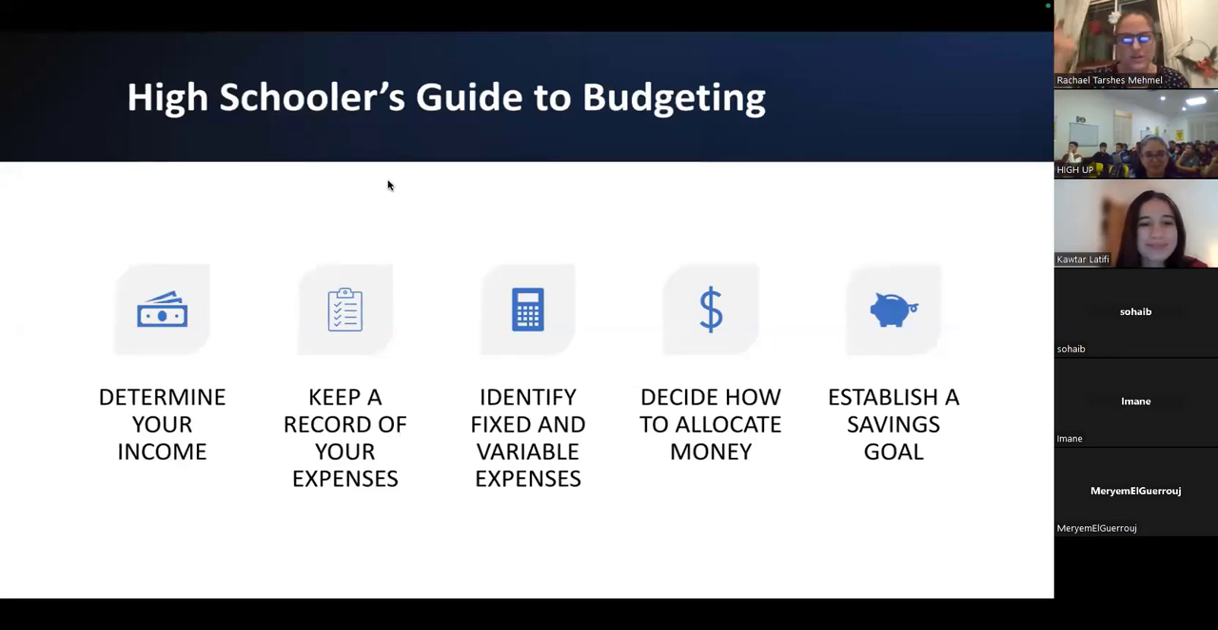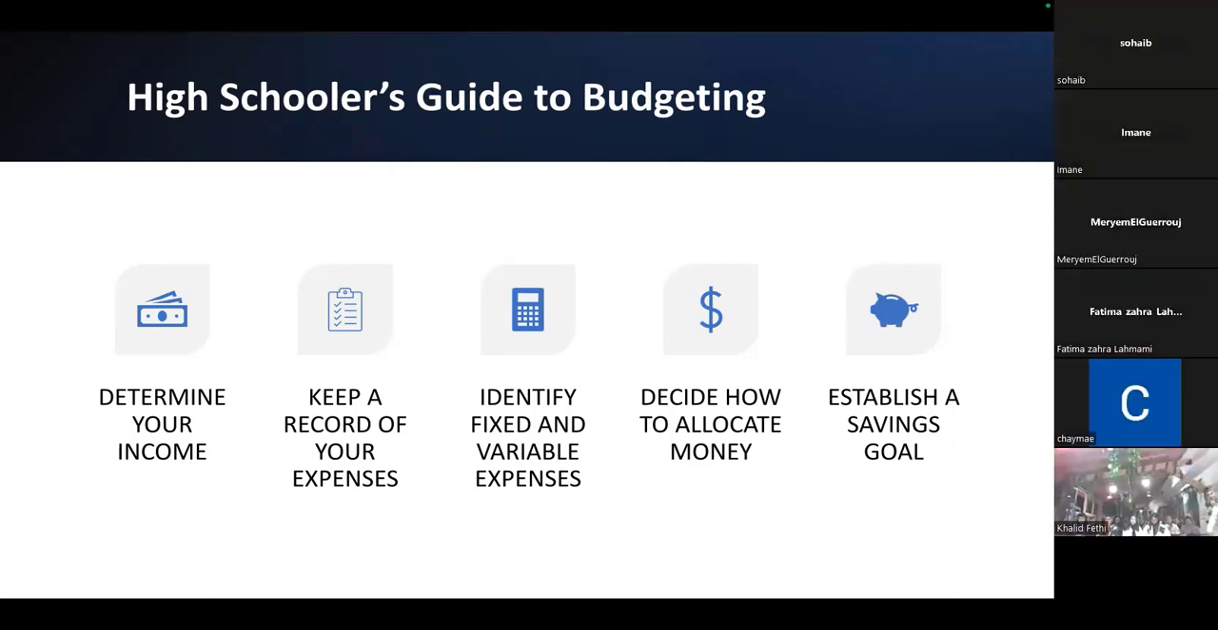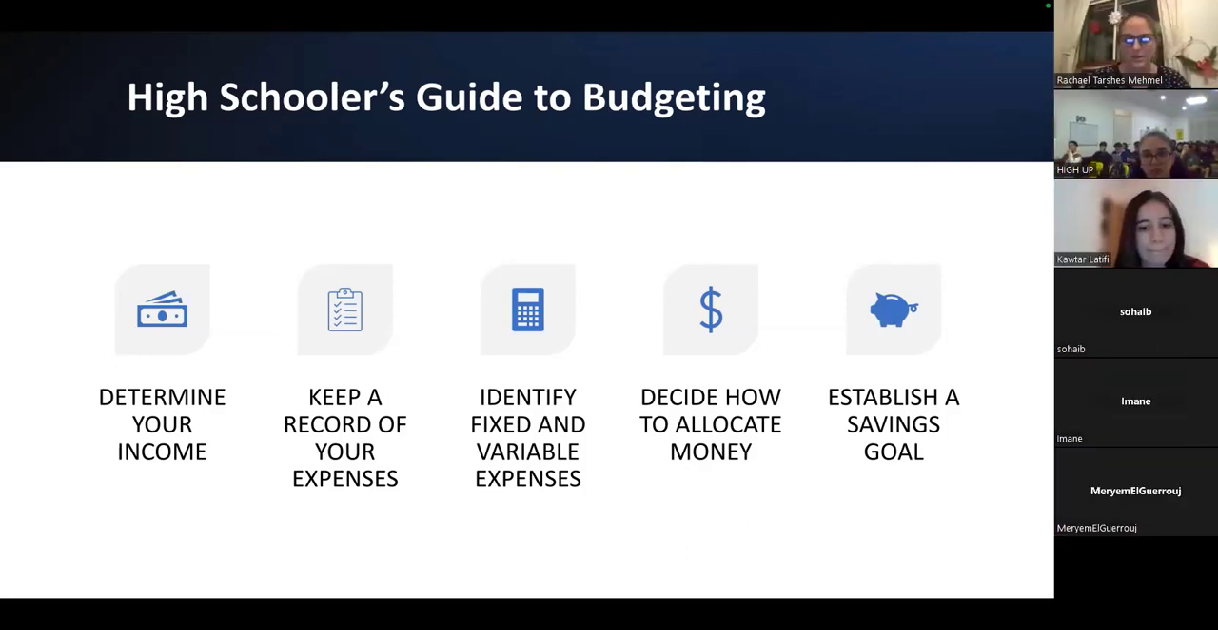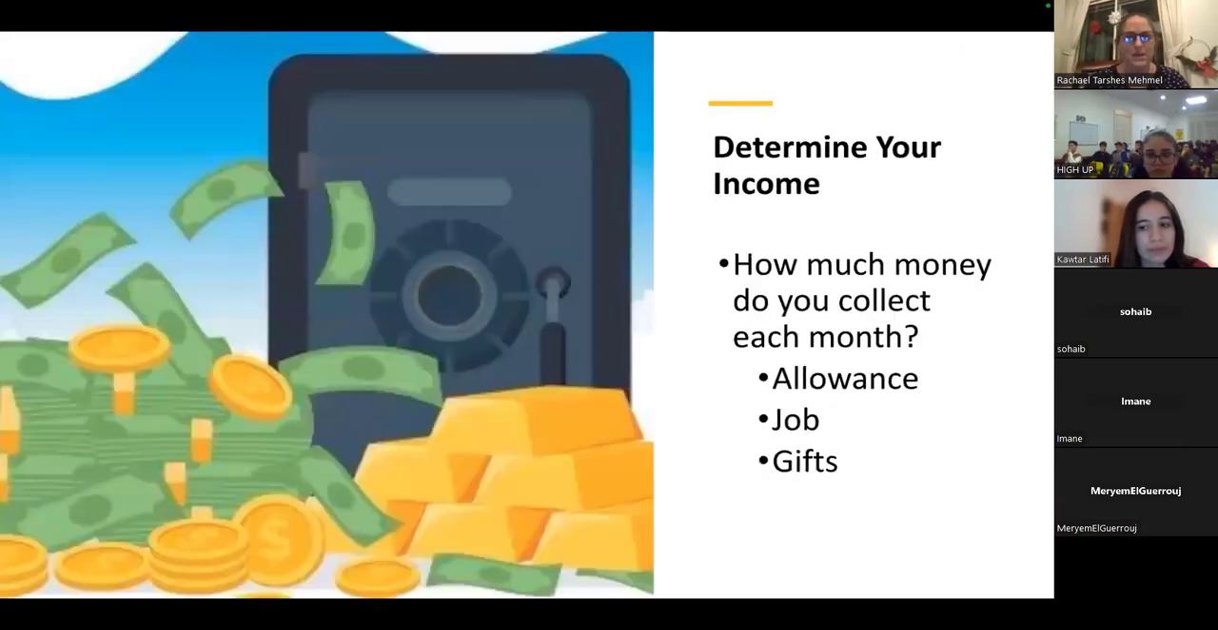So the first thing that you want to think about is basically broken into 5 big categories. You need to think about how much money you have, your income. You need to make sure that you keep an accurate record of your expenses. You need to think about your fixed and your variable expenses each month. Then you're going to be deciding how you're going to allocate your money and establishing a savings goal based on that. The income that you have is different.